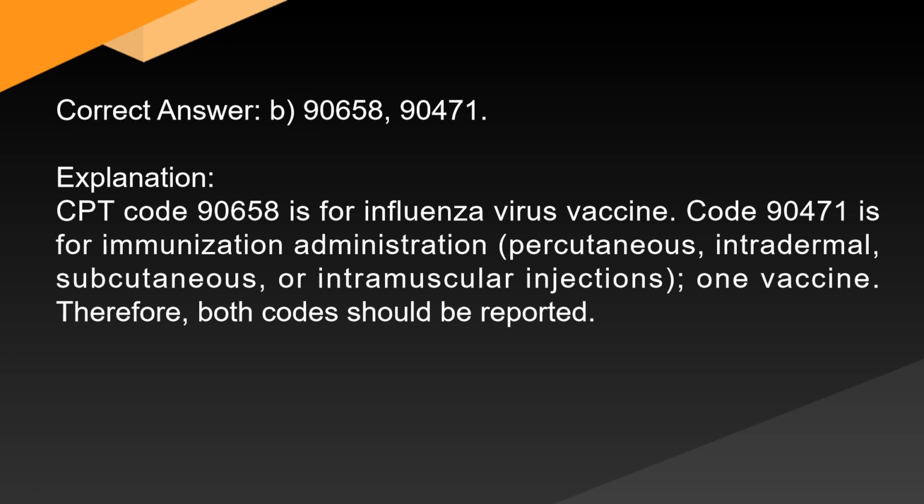Explanation. CPT code 90658 is for influenza virus vaccine. Code 90471 is for immunization administration, percutaneous, intradermal, subcutaneous, or intramuscular injections, one vaccine. Therefore, both codes should be reported.